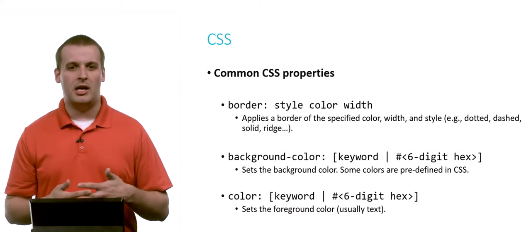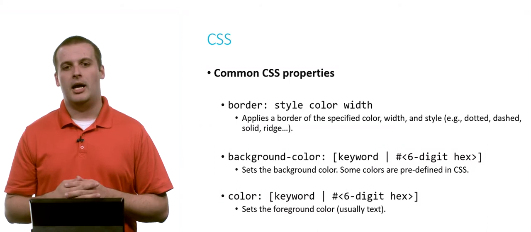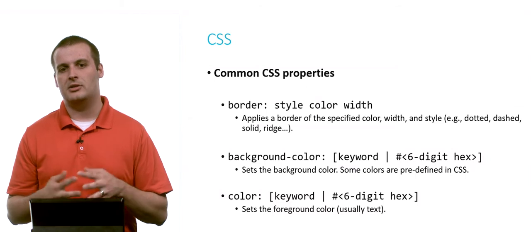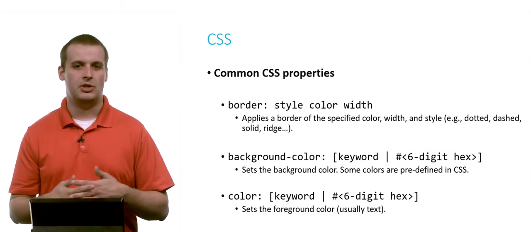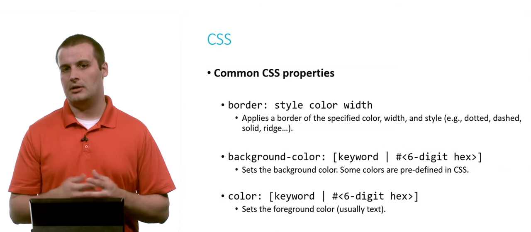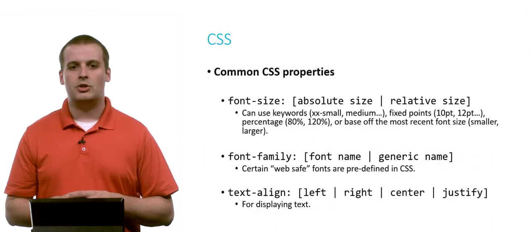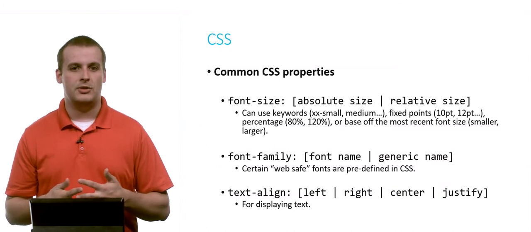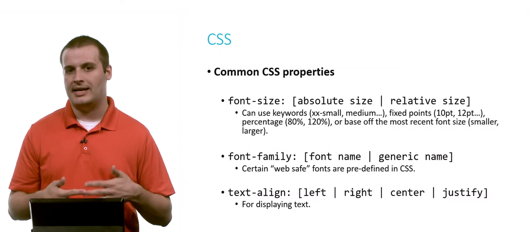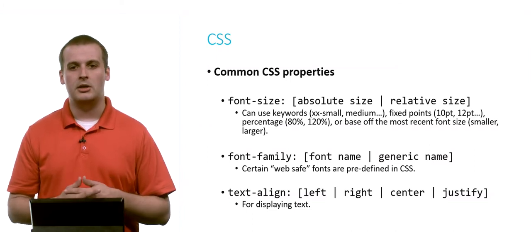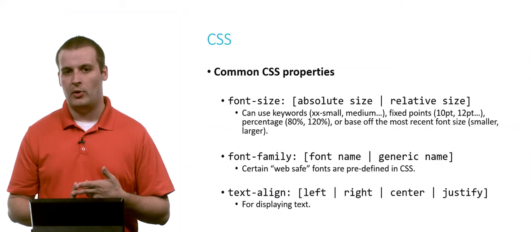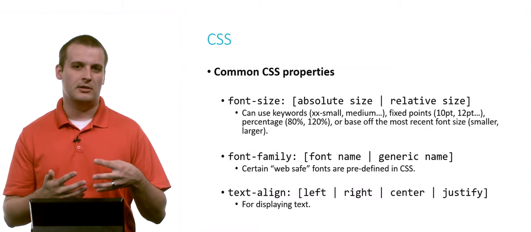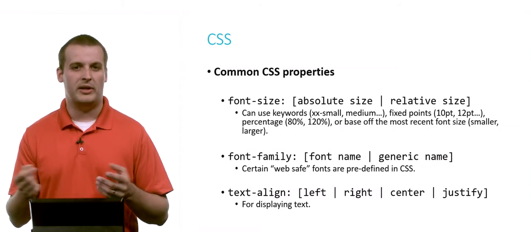You can also have the foreground color, which is usually going to be the text of your page. And you could similarly do that with a keyword or 6-digit hex. So you can specify any color you want for the text of your page against a particular background color up above. You can also change and deal with font and the way text is rendered on the page. So you can change your font size. You can use keywords such as extra, extra small, or XX small, or medium, large, and so on. You can use fixed points, 10 point, 12 point, and so on. You can use percentages, 80%, 20%, where 100% is the default font size, which is usually going to be something like 11 or 12 points.